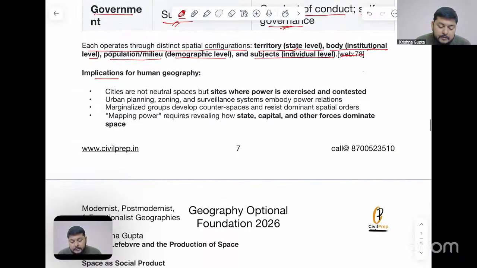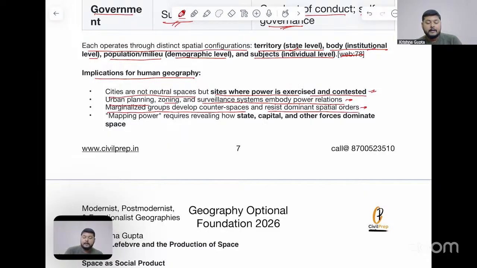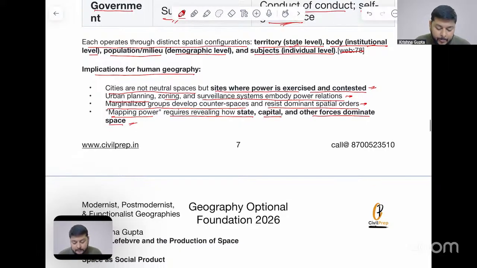Then implications for human geography. Cities are not neutral spaces, but sites where power is exercised and contested. Urban planning, zoning, and surveillance systems embody power relations in a particular system. Marginalized groups develop counter spaces and resist dominant spatial orders in a particular region. Mapping power requires revealing how state, capital, and other forces dominate that particular space, because whenever we use a map, we are specifying the dominant things present in that particular region.